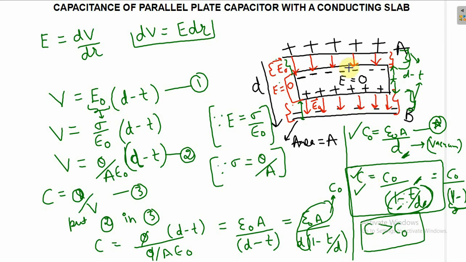What will happen if thickness of this slab T is equal to D? When thickness T is equal to D, substitute the value of T equal to D. You will get 0 in the denominator, and something divided by 0 is equal to infinite. So if the thickness of the conducting slab equals the plate separation, then capacitance becomes infinite.